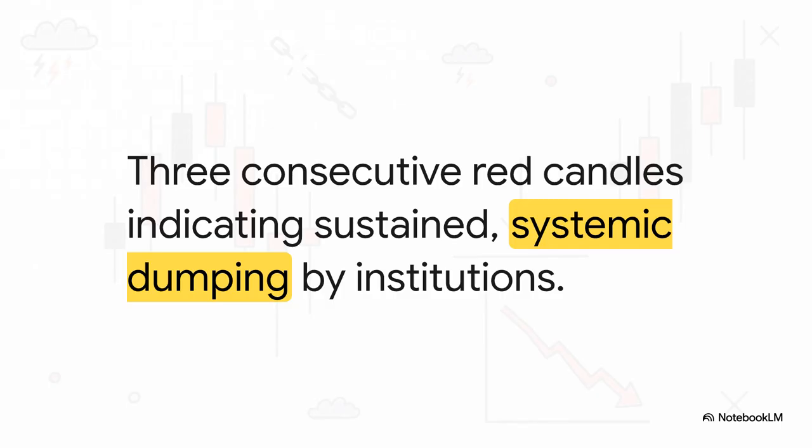Now, if you happen to witness the 3 black crows on your chart, which is 3 consecutive long red candles, each opening within the previous candle's body and closing near their absolute lows, you aren't just looking at a single day of panic. No, you are looking at sustained, systematic institutional selling. The smart money is basically offloading their positions day after day, completely crushing whatever uptrend was there before.